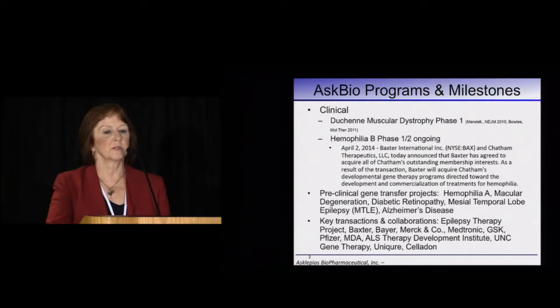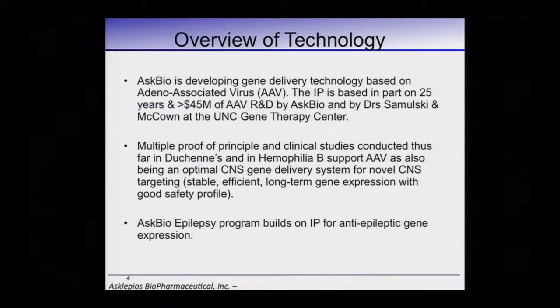There are also a number of preclinical gene transfer projects in hemophilia A, macular degeneration, and the one I'll focus on here is mesial temporal lobe epilepsy. And this has involved numerous collaborations, both academic and with other companies. So the technology is based on work that's been done primarily by Jude Samolsky and Dr. McCon at UNC, and there have been multiple proof of concept studies conducted thus far in a variety of diseases.